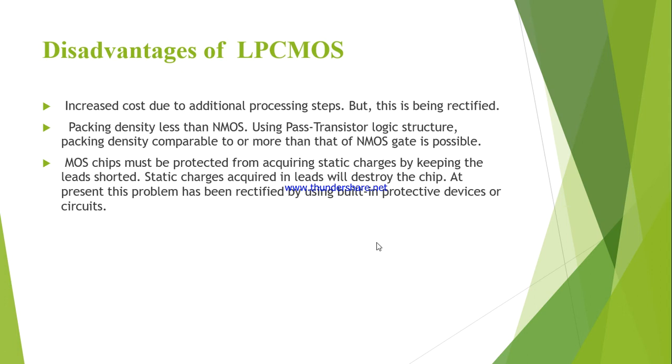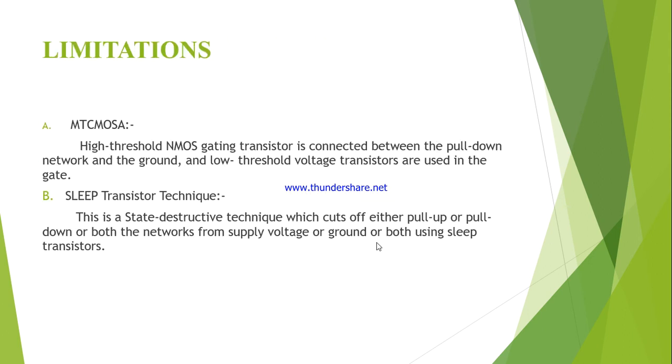Disadvantages of LPC CMOS. Increased cost due to additional processing steps, but this is being rectified. Second, packaging density is less than NMOS. Third, MOS chips must be protected from acquiring static charges by keeping the leads shorted. Static charges acquired in leads will destroy the chip. At present, this problem has been rectified by using built-in protective devices or circuits.